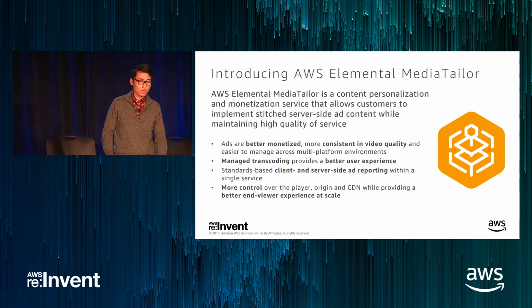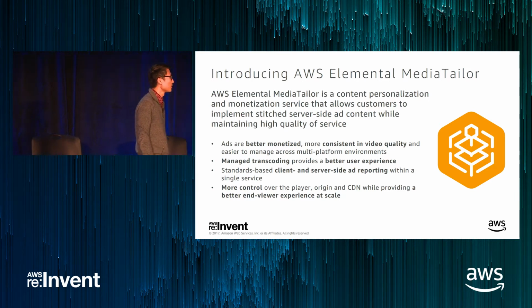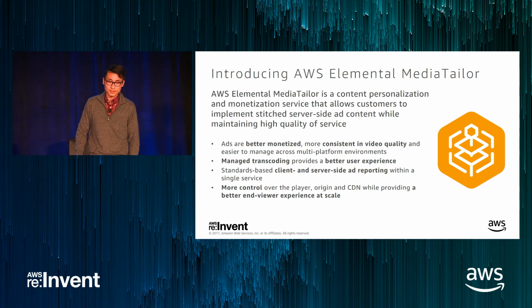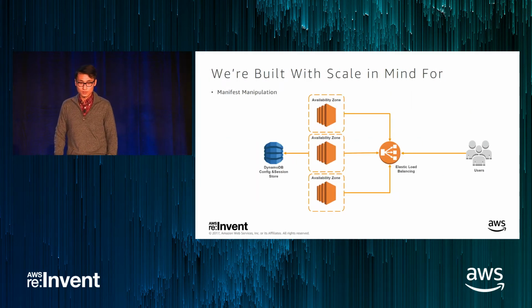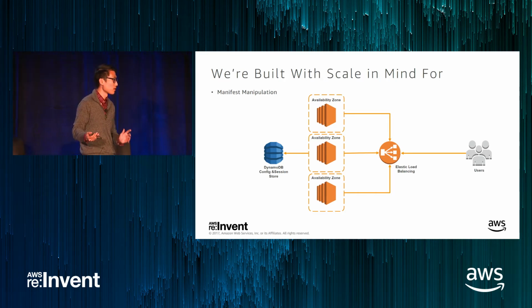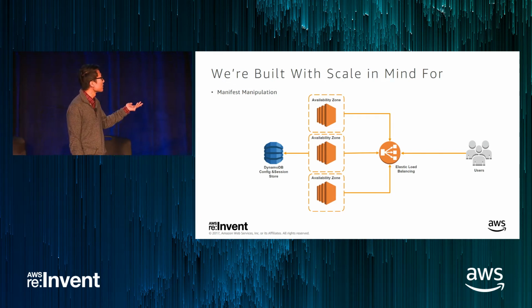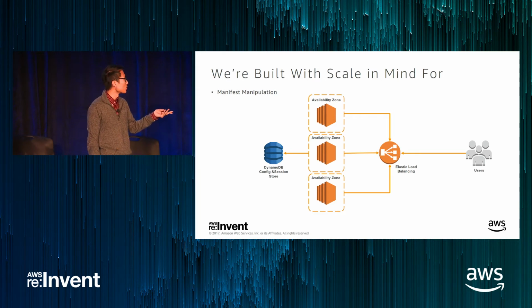And so we're also built, of course, for scale. And specifically on scale, just a peek behind the hood on how we're built. On the manifest manipulation side, we use several AWS components to create this architecture. Specifically, we are deployed across multiple availability zones with our manifest manipulation hosts. We have a public-facing ELB that accepts viewer traffic and distributes it across our different EC2 instances.